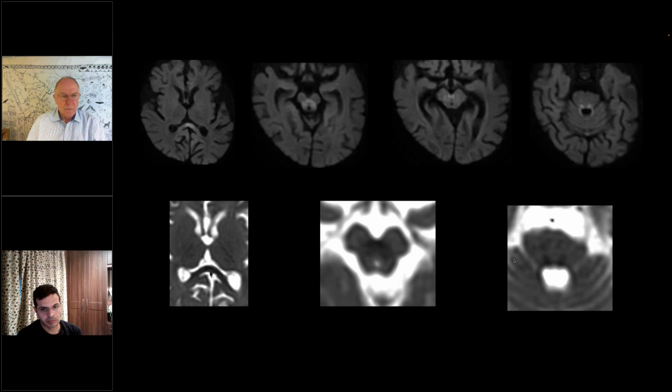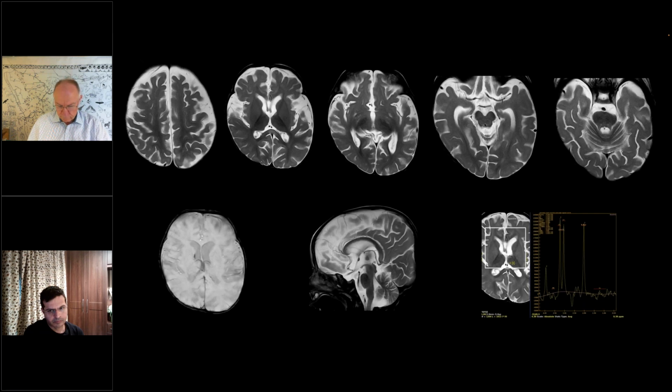So we have the diffusion weighted sequences on top, and you can appreciate that there are areas of restricted diffusion involving the splenium of the corpus callosum, and also the brainstem tracts. The central tegmental tracts also demonstrate this area of restricted diffusion. The deep gray nuclei, that is the basal ganglia and thalami, are relatively spared. At least there are no abnormal signals on the diffusion weighted sequences.